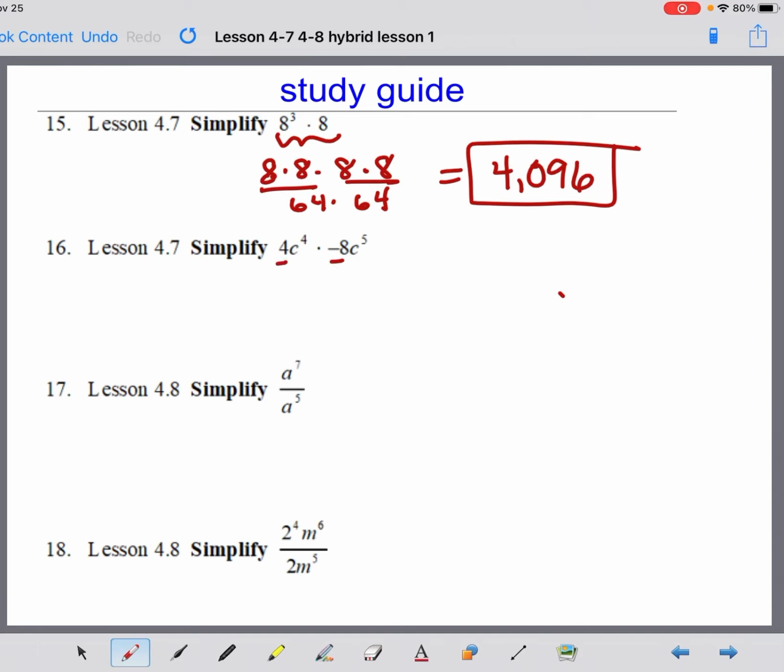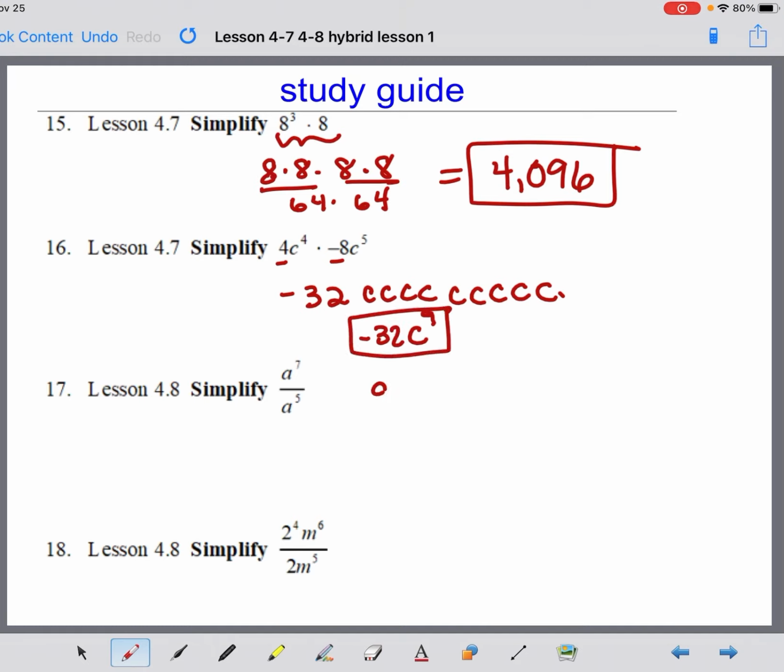The next one, 4c to the fourth times negative 8c to the fifth. Remember, you multiply the coefficients first, and you get negative 32. Then you have c times c times c times c for c to the fourth, and c times c times c times c times c for c to the fifth. How many c's are there? That's c to the 9th. So negative 32, c to the 9th.